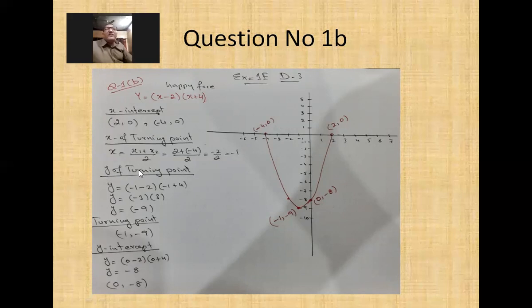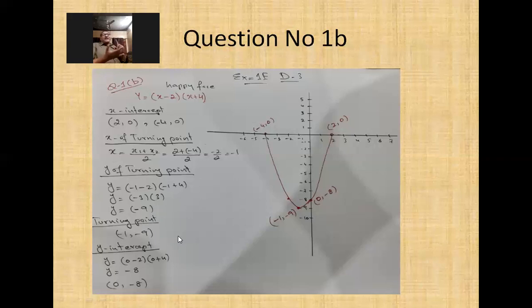If you want to find the y coordinate of the turning point, in the original equation, substitute the value of x as -1. So here you can see we have substituted x with -1 in the original equation. So you will have (-1 - 2)(-1 + 4). So it will be -9. So the coordinates of the turning point are (-1, -9).